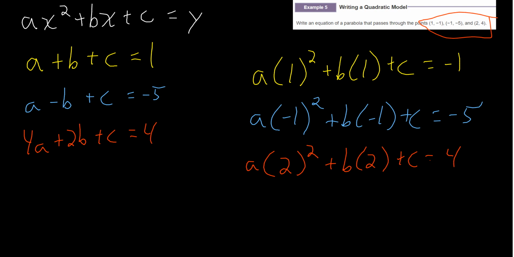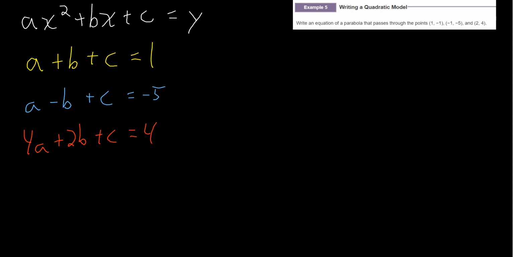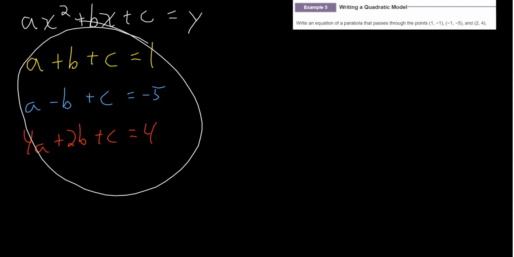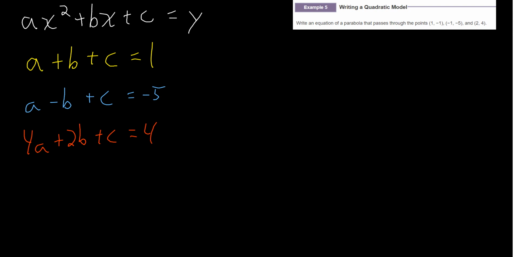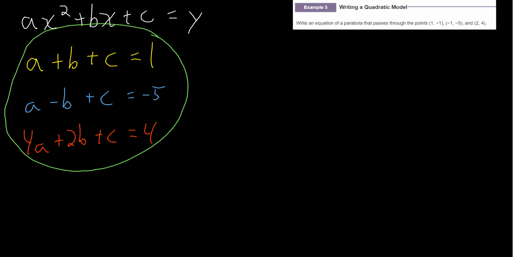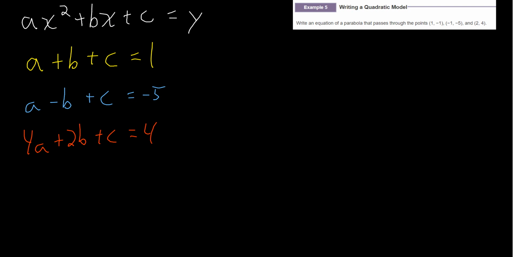From here, we now have 3 equations with 3 unknowns. Three equations with 3 unknowns is unsolvable in itself, except we have some tools here, what we call the elimination method. We're going to eliminate variables using a system of equations. First, we're going to look at these equations and compare 2 of them together to cancel out a variable. It looks like we have a plus b here and a minus b here.